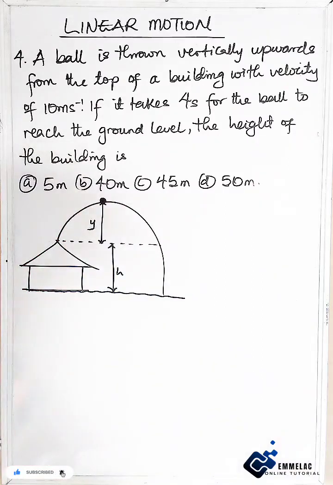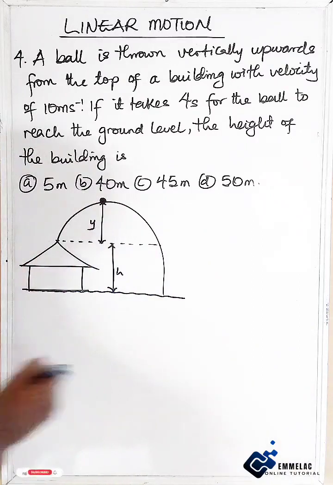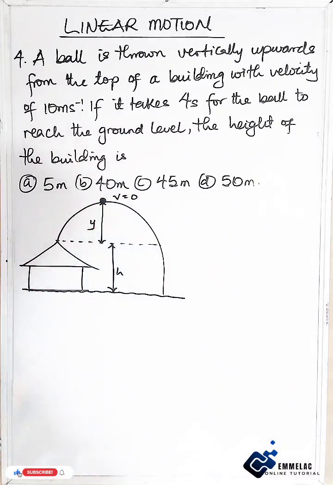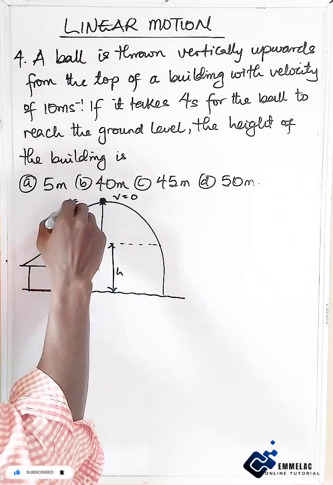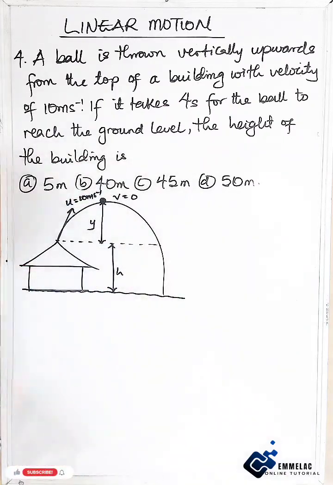Okay, so you know at this point the ball will be stationary, which implies that v equals to what? 0 here. Okay, so at this point, and our u is 10 meters per second. Okay, to this end, let us find the time.